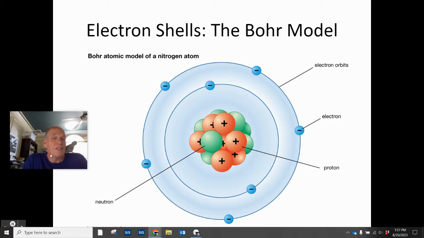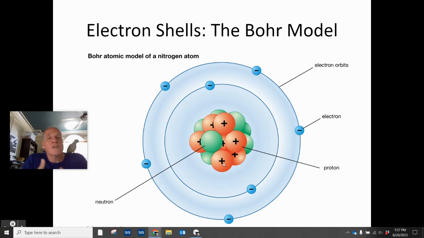You might ask, how do you know it's a nitrogen? Well, because it has 7 protons. You can count them up: 1, 2, 3, 4, 5, 6, 7. Its atomic number is 7, and its atomic mass is close to 14 because it also has 7 neutrons, again, which have the same weight as protons. And then it's going to have 7 electrons.